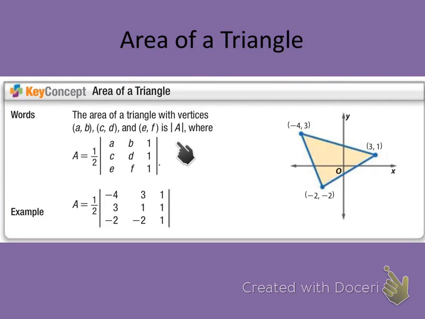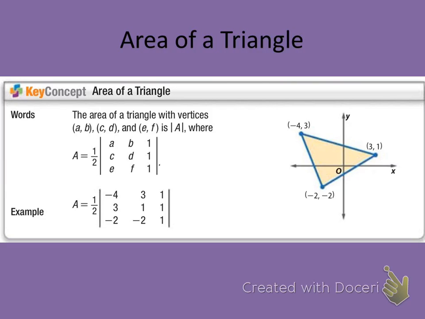Exactly. Okay? So here's where your confusion comes up. If you're finding the area of a triangle, you take the absolute value. If you're just doing a determinant like this, you do not. But it has the 1/2. If you're finding the area of a triangle, then you take the absolute value.